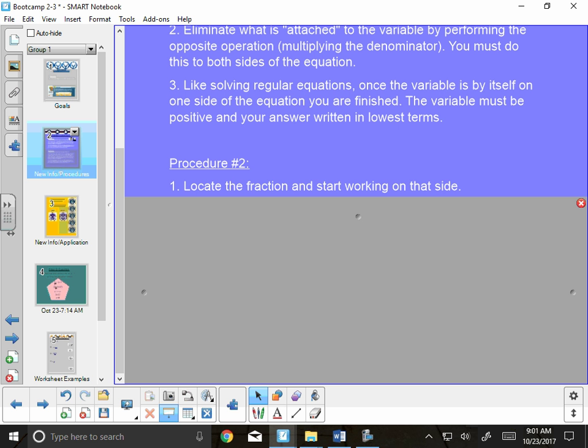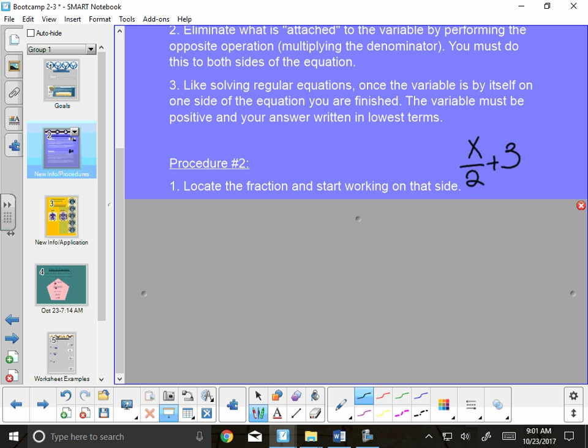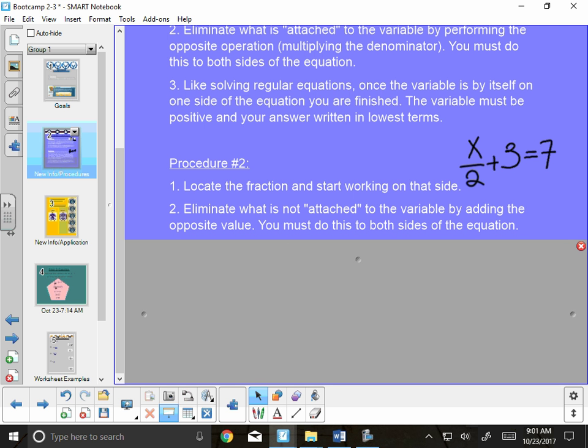For procedure 2, it's going to start off very similar. Locate the fraction and start by working on that side. With this procedure, there's a little extra step that you're going to have to take. This is what our equation is going to look like for this procedure. You're going to locate the fraction. We can see again that the fraction is on the left-hand side of the equation. Step 2, you're going to eliminate what is not attached to the variable by adding the opposite value. And again, you must do this to both sides.